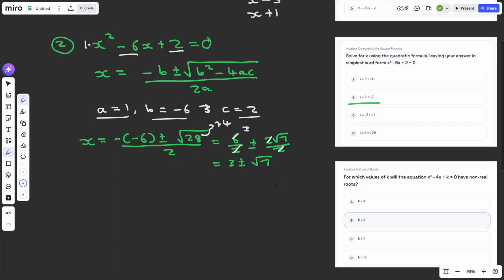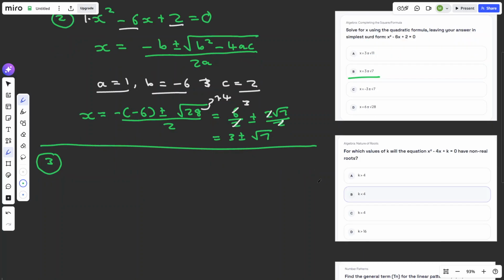So let us continue to the last one. The last question, let's see. In question 3, we have the following equation: x squared minus 4x plus k is equal to 0. So now we want to find the values of k where this equation will have non-real roots.